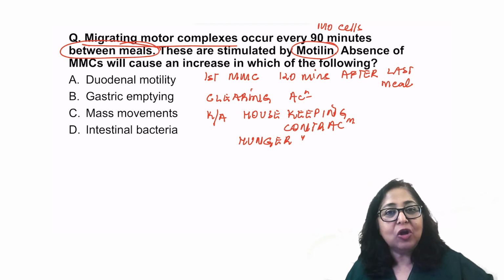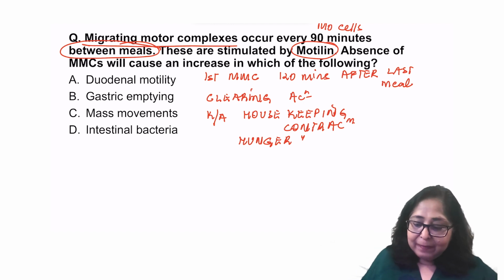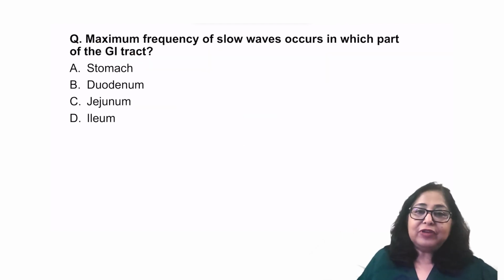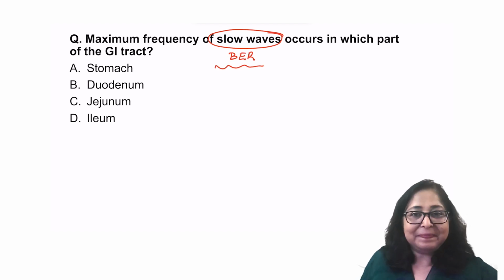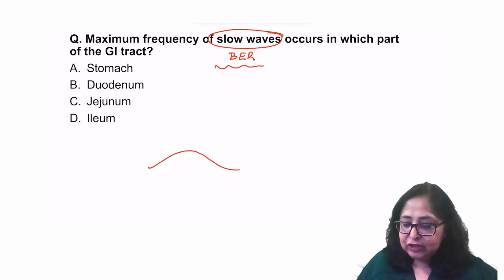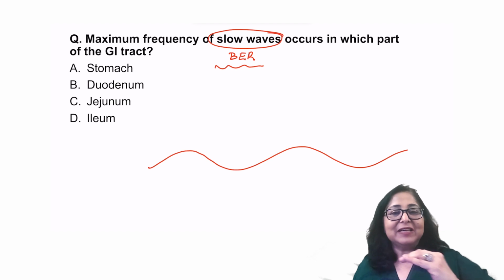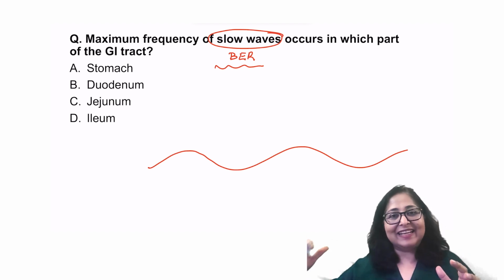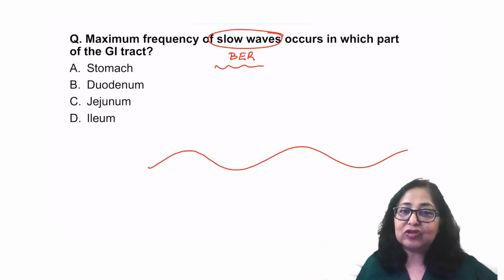So if migrating motor complexes are stopped or absent, what will happen? There will be an increase in the intestinal bacteria. Maximum frequency of slow waves. What are slow waves? Slow waves are your basic electrical rhythm. This is a variation in the membrane potential of the smooth muscle of the GI tract. It's sort of an oscillatory membrane potential. Sometimes this membrane potential is less negative, sometimes more negative, sometimes less negative. This oscillating membrane potential is known as the basic electrical rhythm or the basal electrical rhythm.